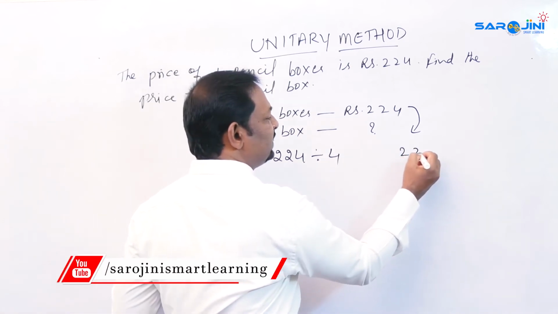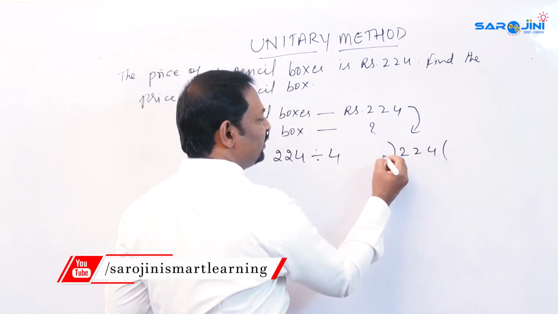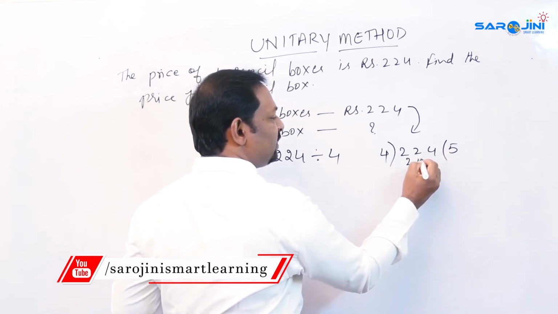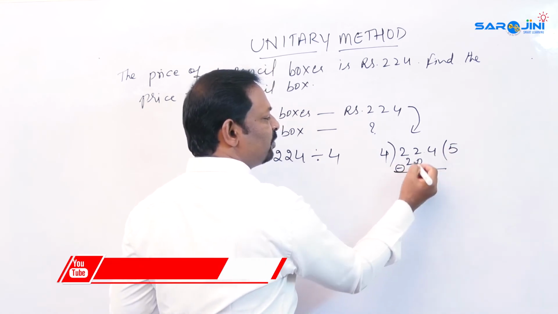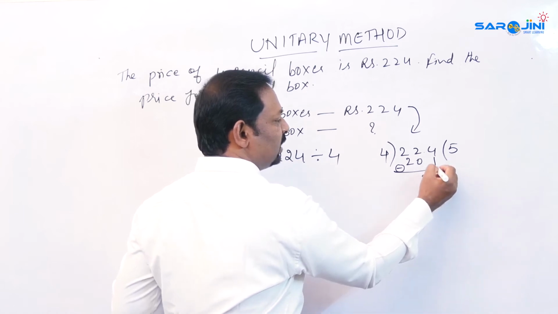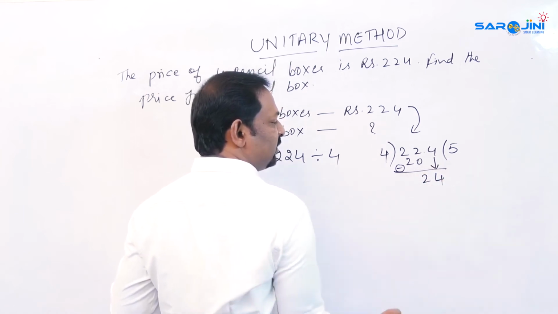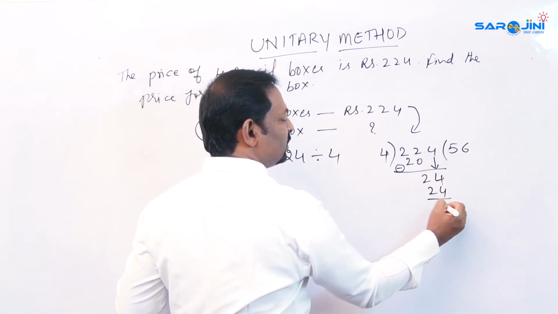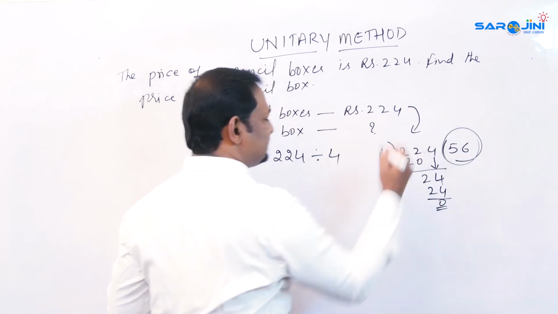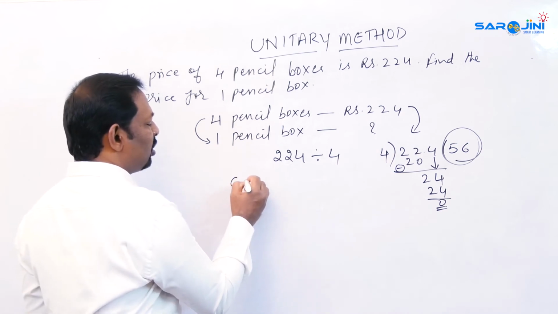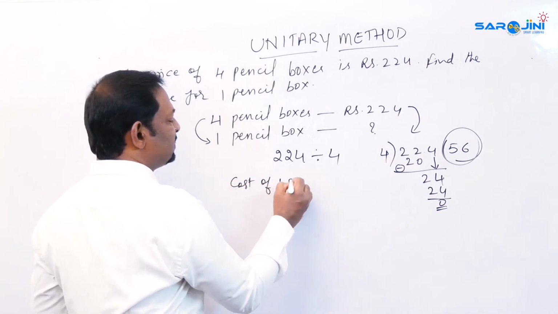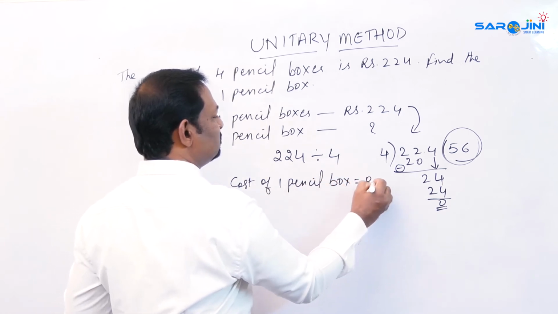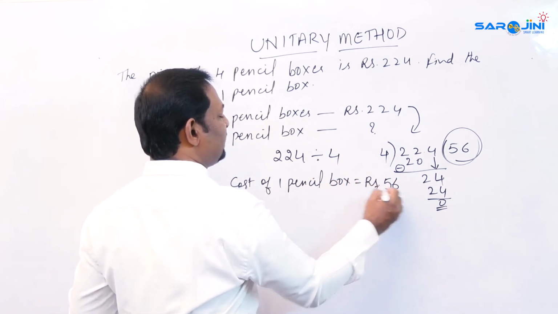So you can do it in the division method pattern, 224 divided by 4. 4 5s are 20. So 22 minus 20 is nothing but 2. And 4 will bring down, that is here. And 4 6s are 24. So the answer is 56. Therefore, the cost of 1 pencil box is equal to 56 rupees.